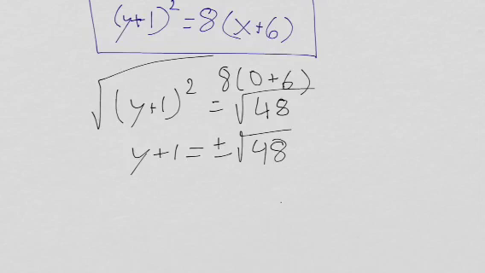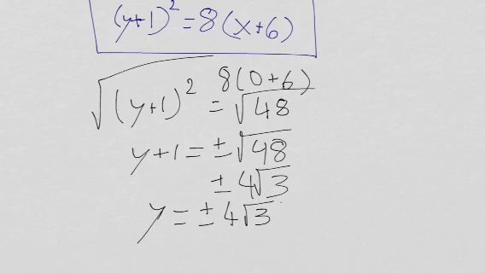And when simplified, that equals plus or minus 4 root 3. And then we can take this 1 over, so the y-intercept equals plus or minus 4 root 3 minus 1, which will give us a value of just under 6, plus or minus 6.